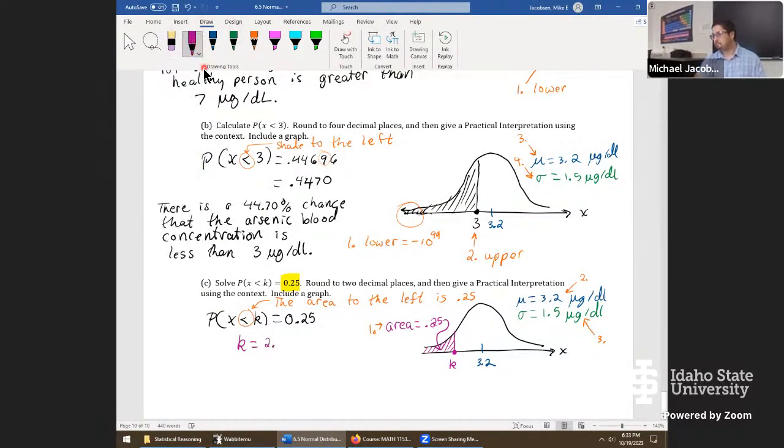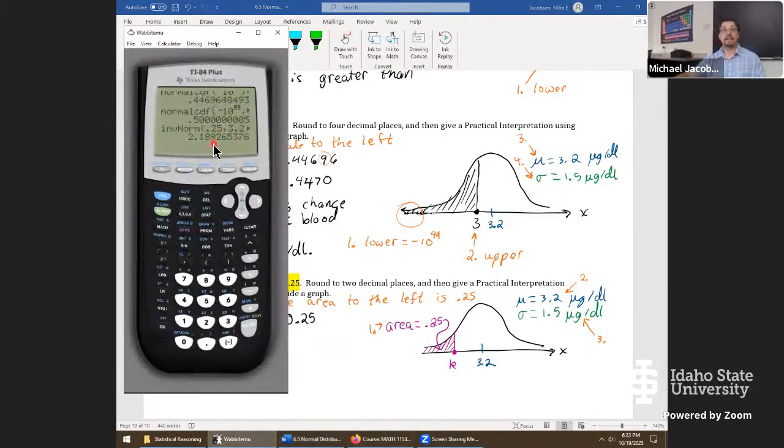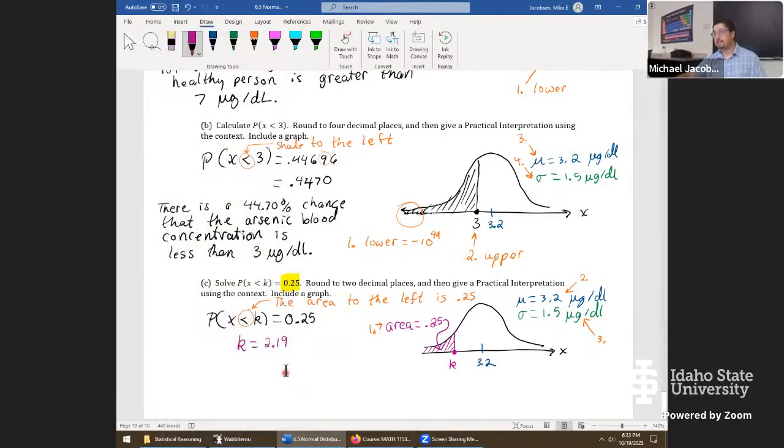2.19. Let me double check the rounding on that. Yeah, it looks like that would round to 2.19. So what I mentioned was, once we place the K, if it doesn't seem to fit the picture, then we made a mistake. But this looks like it's not quite a standard deviation, but it is to the left of this center at 3.2. So I would trust that that's about right for the quantity. K ought to be 2.19 micrograms per deciliter.